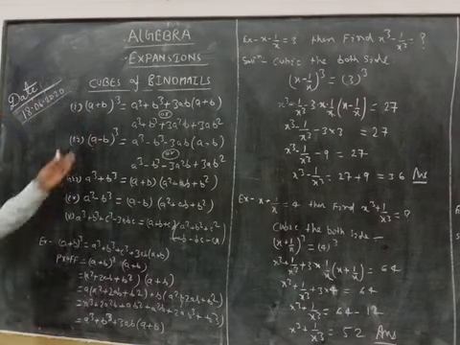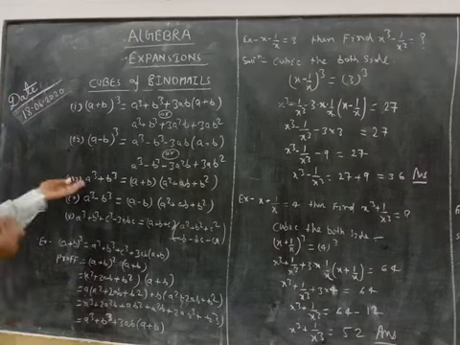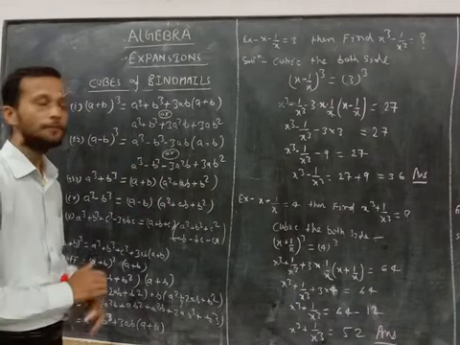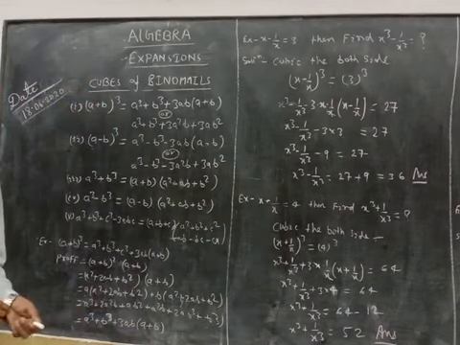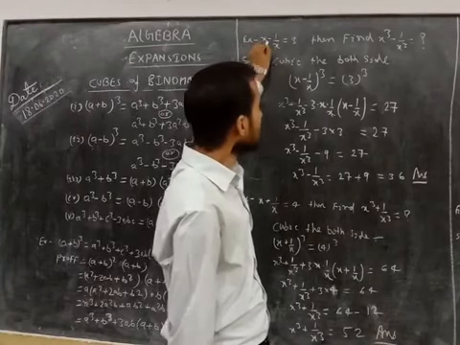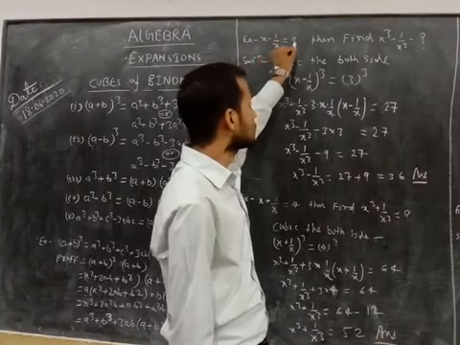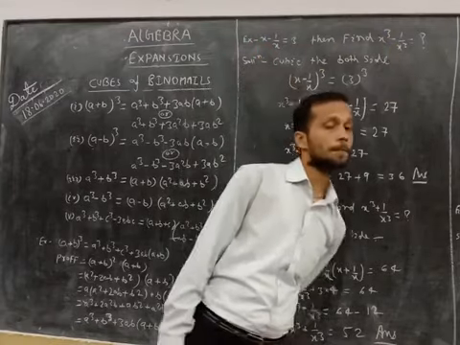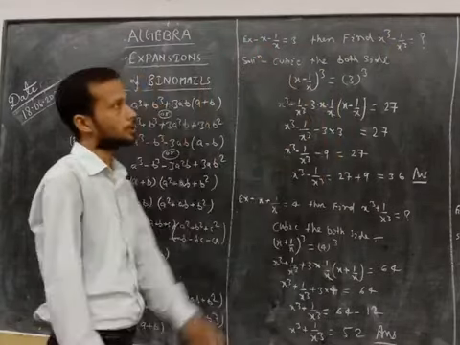Same as (a minus b) whole cubed, by multiplying we obtain the formula. Next example: given x minus 1 by x is equal to 3, then find x cube minus 1 by x cube is equal to what?